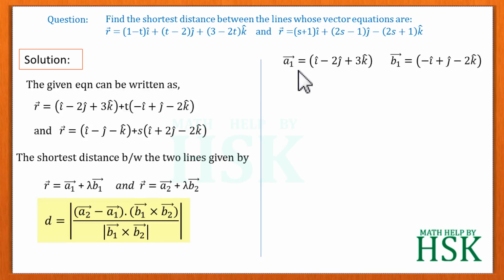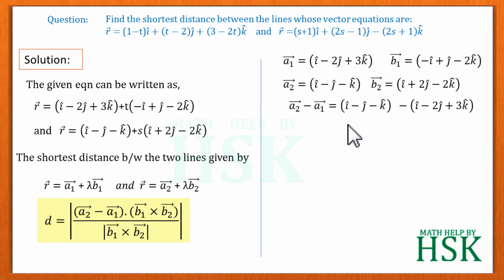First of all, from this equation we can write a1 as i minus 2j plus 3k and b1 as minus i plus j minus 2k, and similarly a2 and b2 as these values. So a2 minus a1 is the difference of these two values. This will be equal to i minus j minus k minus (i minus 2j plus 3k), which will be equal to j minus 4k.